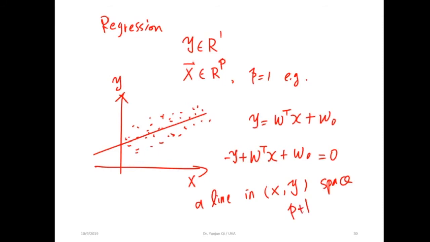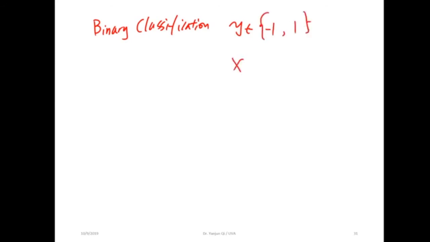In the classification case, let's see the binary classification. Our y is -1 and +1, right? If we have x from Rp, the same formulation, and p equals 1 as on the previous page, what is the x1 representation?